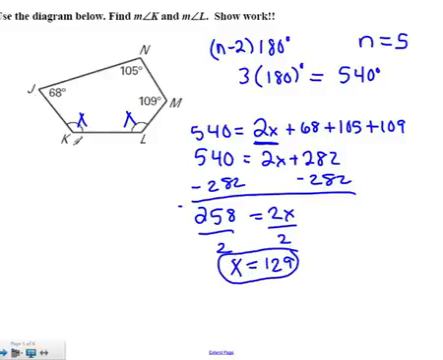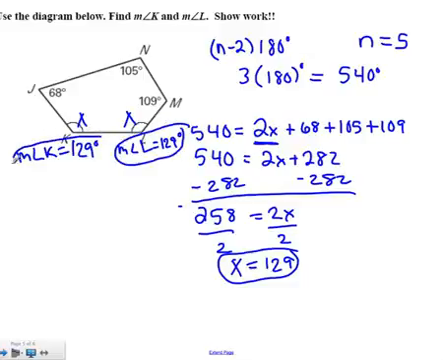So when I go back up to this piece here, the measure of angle K, if I was to write this out, the measure of angle K equals 129. The measure of angle L also equals 129 degrees. So maybe that's a good place to write my answers, right by in the picture where these were at. So I figured out what x was, I'm taking it and I'm putting it back in the formula.